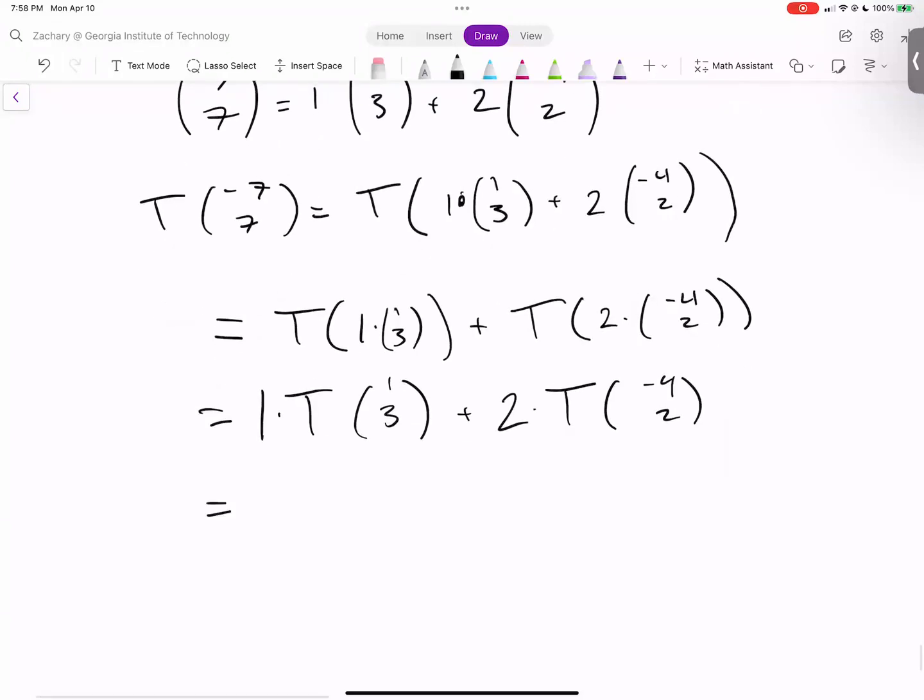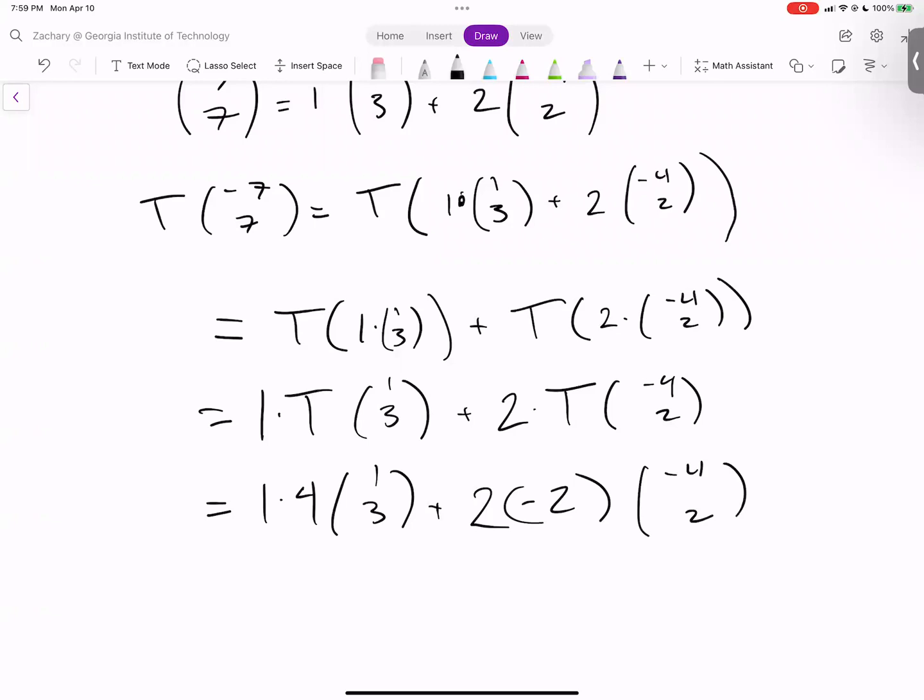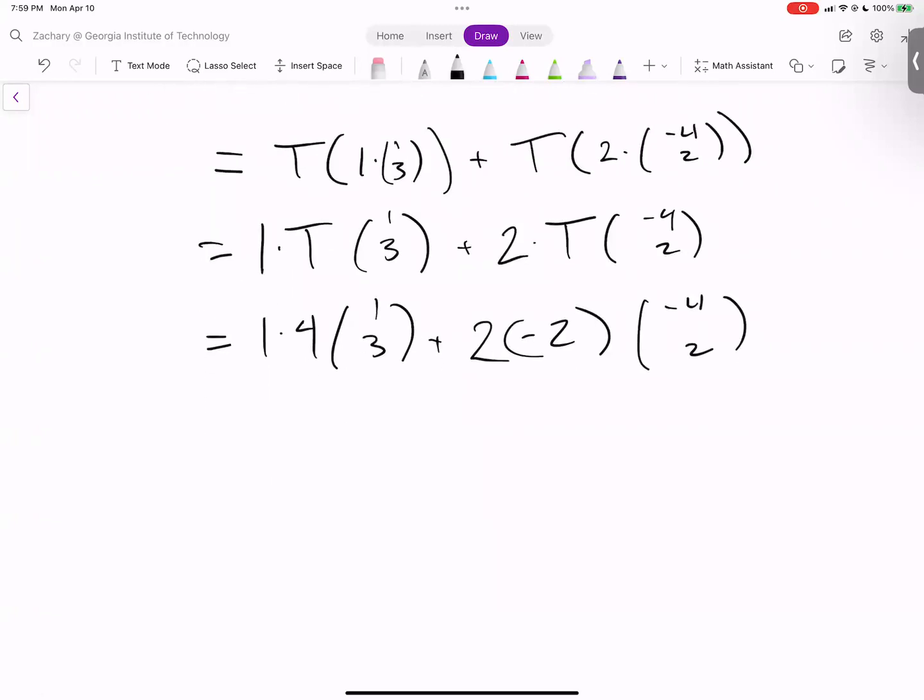And if (1, 3) is an eigenvector corresponding to lambda equals 4, what is T of (1, 3)? 1 times 4 times (1, 3). Likewise, if (-4, 2) is an eigenvector corresponding to lambda equals -2, what is the transformation of (-4, 2)? -2 times (-4, 2). And then we multiply these out and combine them to get whatever my vector is for the transformation of (-7, 7). Does that make sense?